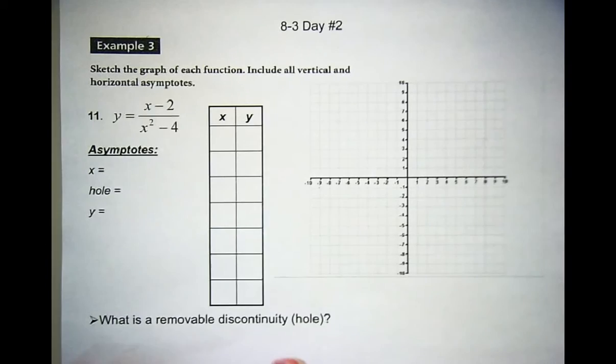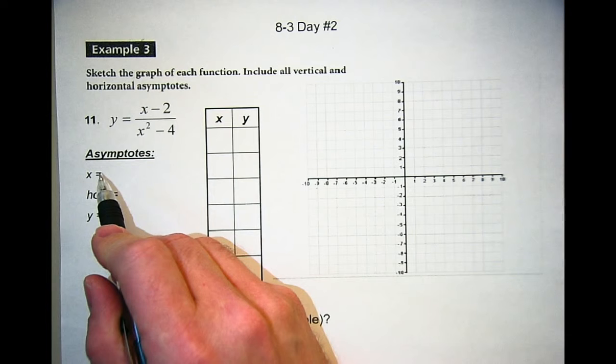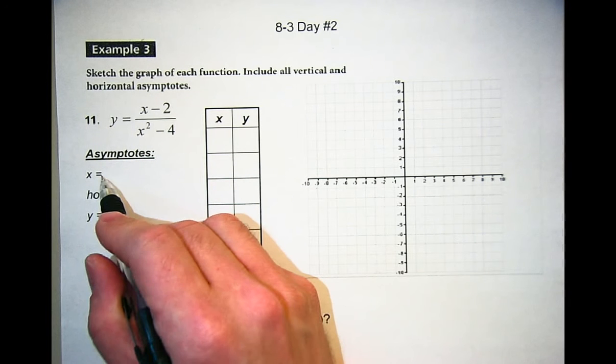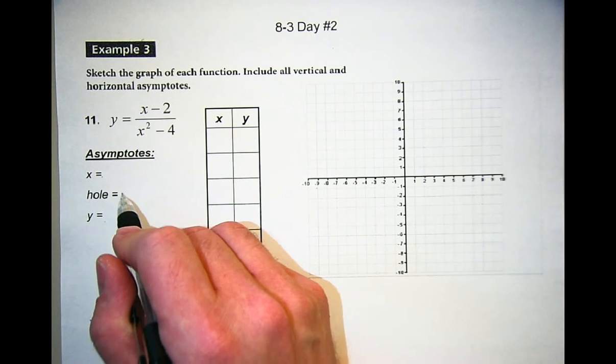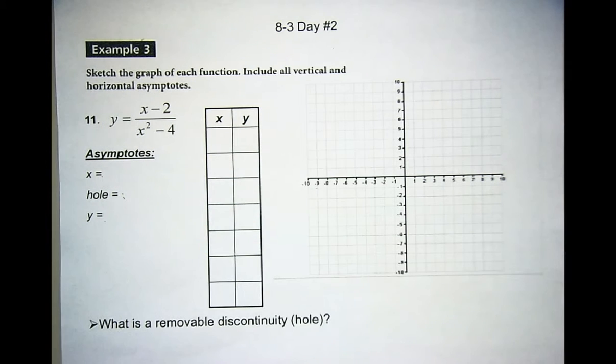Okay? First thing we need to do, we need to ask ourselves, what is our x equals asymptote and what is our y equals? And then you start seeing this thing called a hole. We're going to talk about that here in a minute as well. So have your note page ready to take notes on it. Okay? So go ahead and copy down your problem.